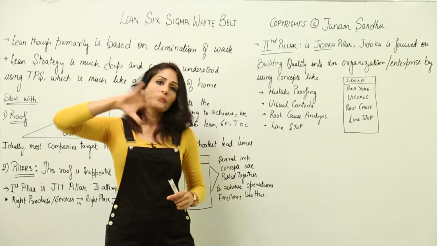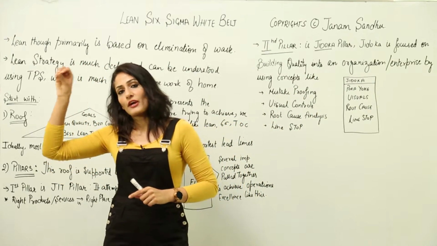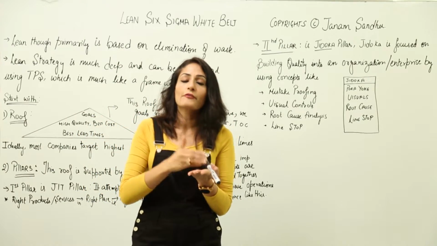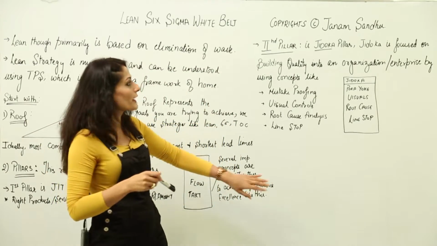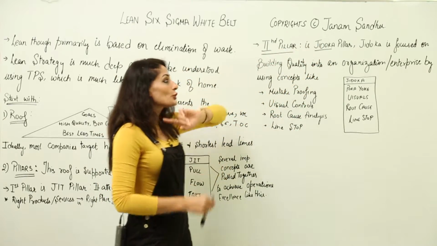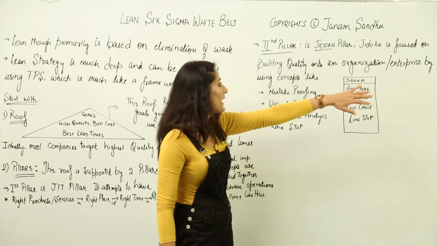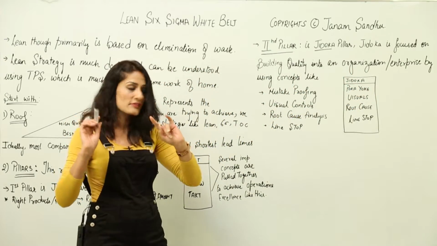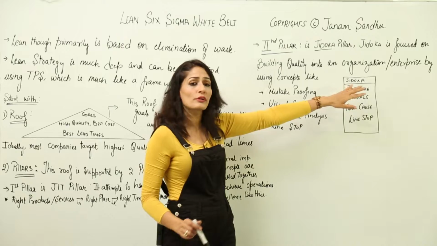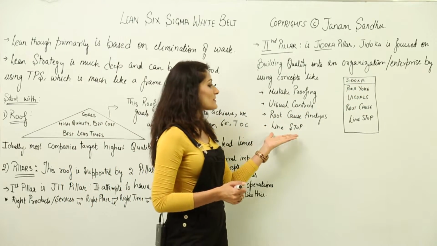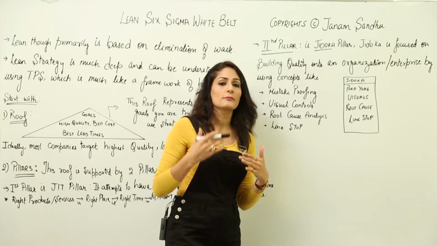Now you are getting your products at the right time, right place, right amount, but what about quality? You need quality if you really want your customer to be happy. So here comes the Jidoka pillar. Jidoka is based on building quality into the organization or the enterprise by using concepts like mistake proofing, that's also known as poka-yoke, visual controls, root cause analysis, line stops like the andon system and all that.